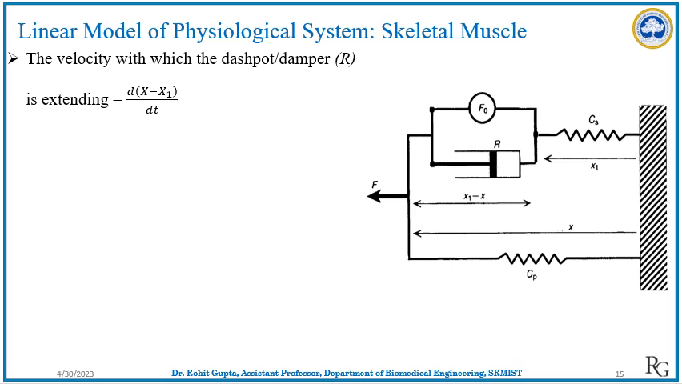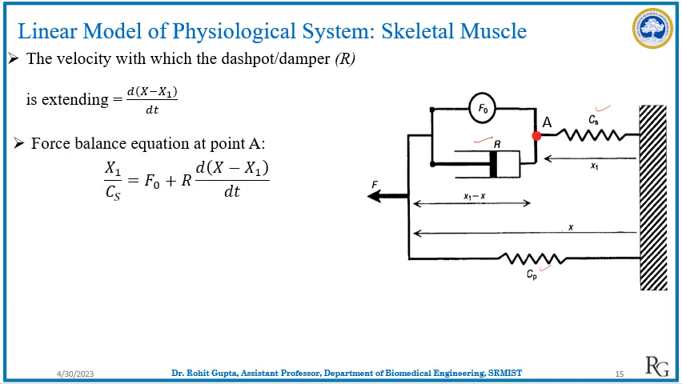As we stated earlier, the C, which is represented as Cs and Cp, is not the spring coefficient or spring constant. These are the compliances of the spring. So it is the inverse of the spring constant. Okay. So now the velocity with which the dashpot or the damper is extended will be d by dt of x minus x1.